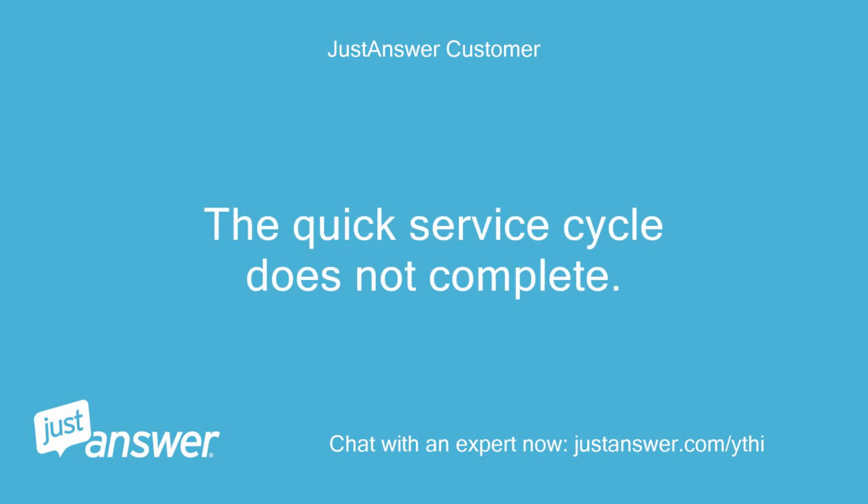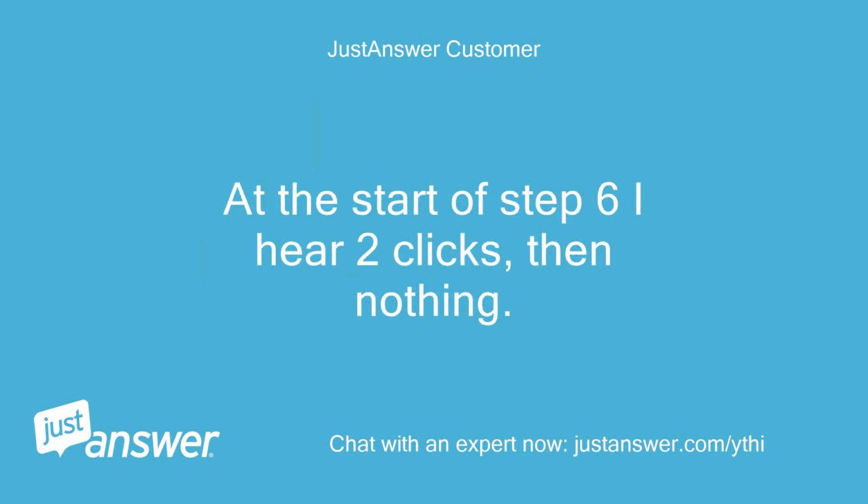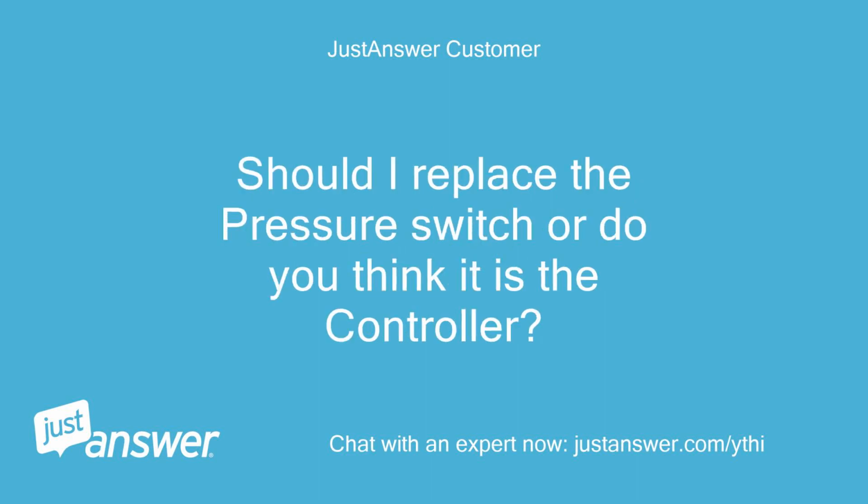The quick service cycle does not complete. It will successfully go through steps 1 to 5, then get stuck on step 6, drain and spin to max. If I press the spin speed button to advance to the next cycle, it will display PA passed. At the start of step 6 I hear 2 clicks, then nothing. Should I replace the pressure switch or do you think it is the controller?